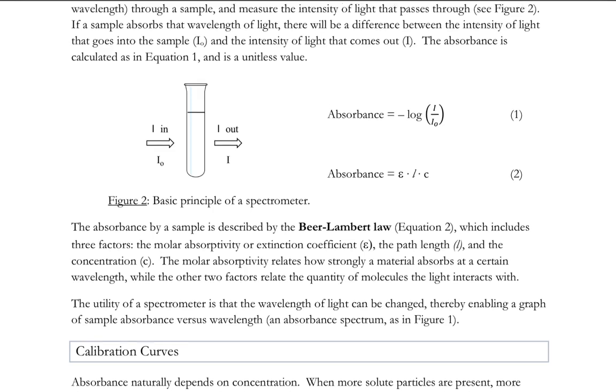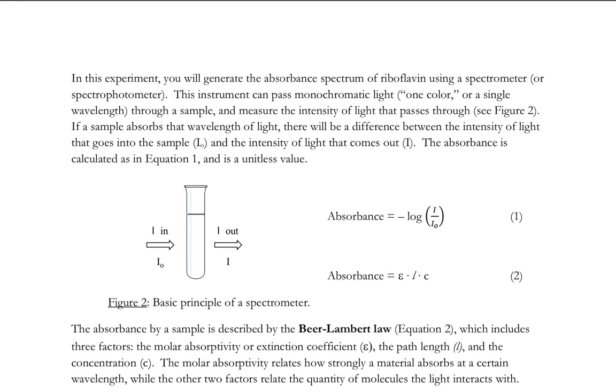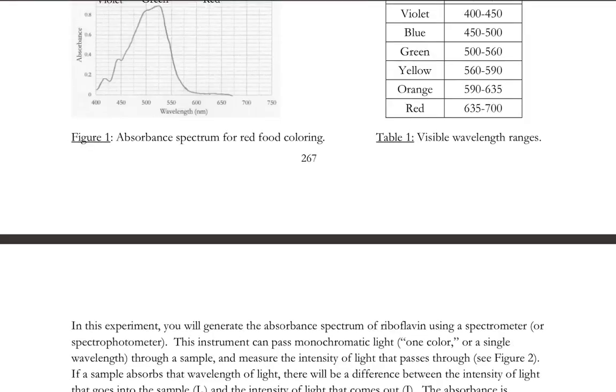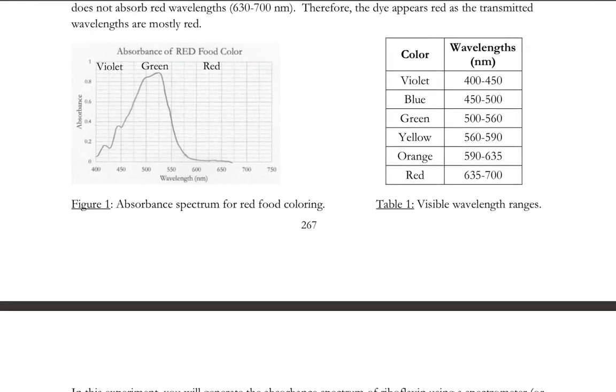Now, we will be working at the wavelength that is called the analytical wavelength. So going back to this red food color absorbance spectrum, where the absorbance peaks in this green region, the peak of it has a certain wavelength associated with it. That's around 525 nanometers or so. That's called the analytical wavelength. That's where we get the most accurate results.